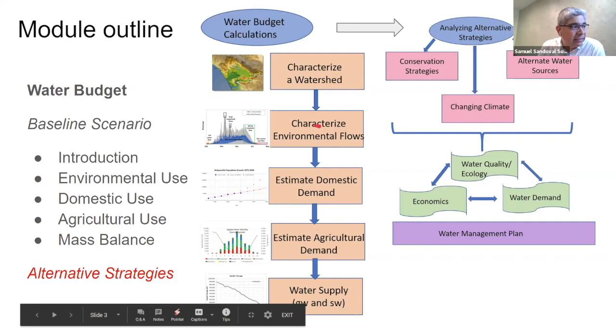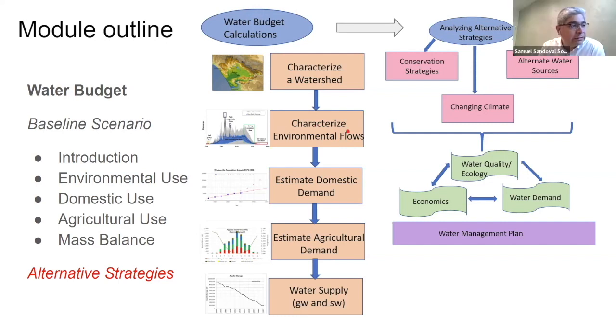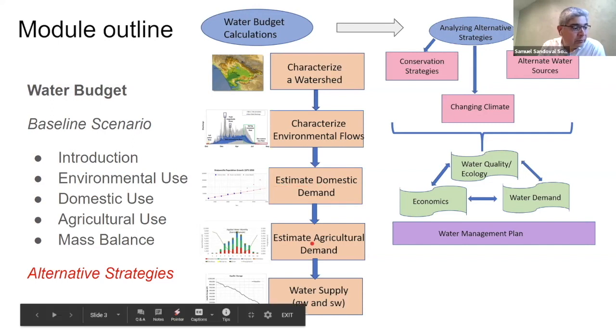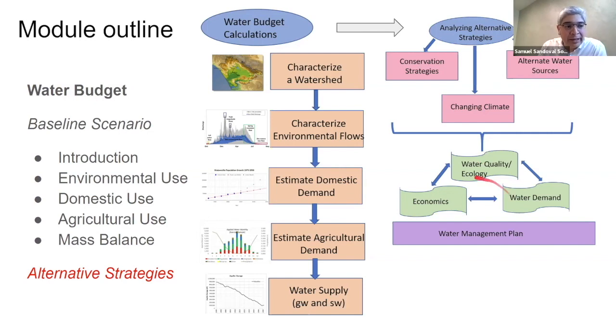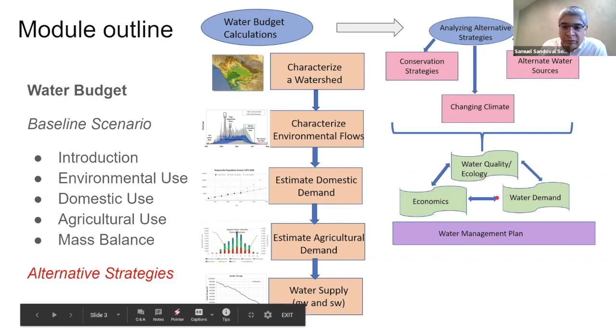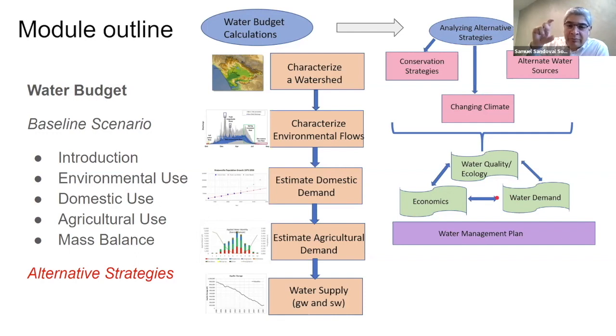So I will say this: the characterized flows will be about 3 to 4 hours. The domestic will be 6 hours. This is another 6 hours. No, this will be like 8 hours. Water supply will be like 4 hours, not as much. Alternative strategies will be 4 hours. And then the My Water Plan will be another 4 hours. Basically, for me, these are kind of weekly assignments. Each of these pieces is a weekly assignment.